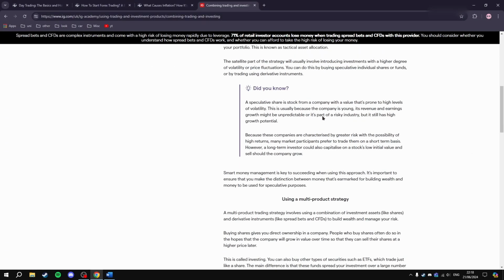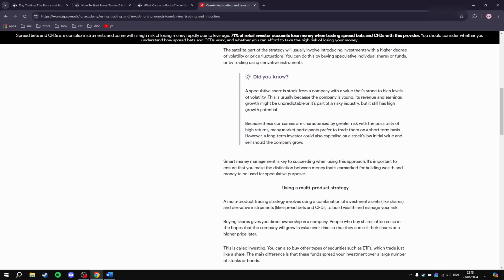The satellite part of the strategy will usually involve introducing investments with a higher degree of volatility or price fluctuations. You can do this by buying speculative individual shares or funds, or by trading using derivative instruments.